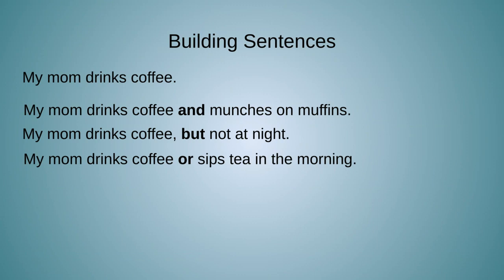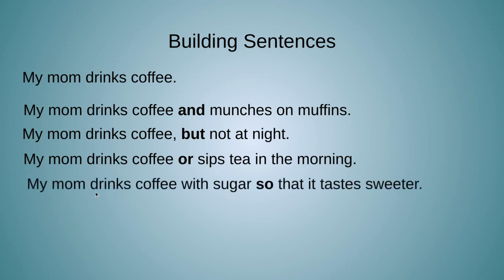When we use the word and, we are combining or joining like phrases or sentences. When we use the conjunction but, we are changing the direction of the sentence, so we are saying that there's something that's not happening. And when we use the word or, then we are offering choices. My mom drinks coffee with sugar so that it tastes sweeter. If we use the word so, it is telling us what happens or why she is using sugar in her coffee.